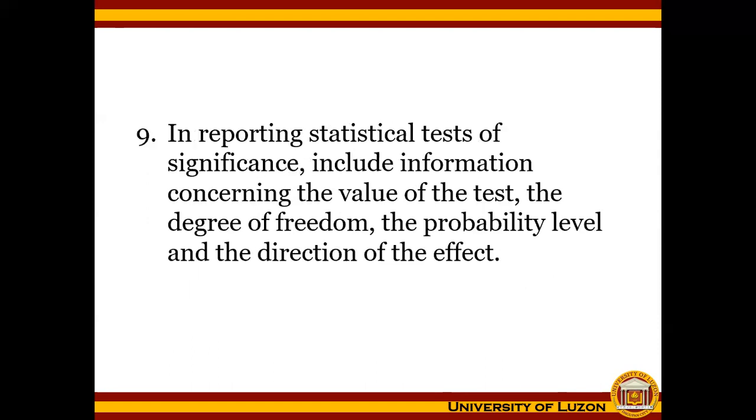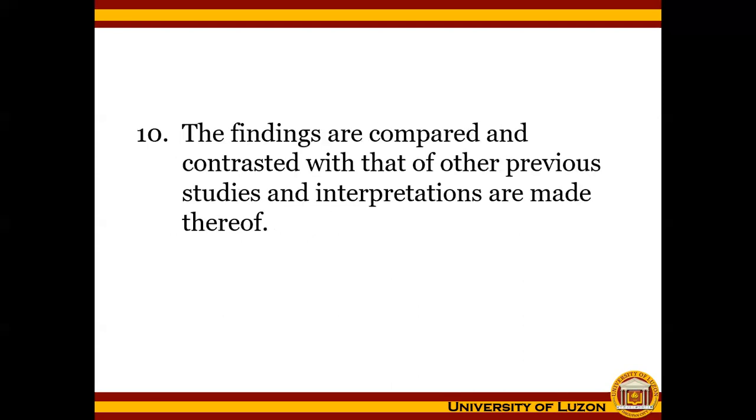In reporting statistical tests of significance, include information concerning the value of the test, the degree of freedom, the probability level, and the direction of the effect. So this is when we are now analyzing and interpreting results involving hypotheses. The findings are compared and contrasted with that of other previous studies, and interpretations are made thereof. So corroboration is done, or cross-referencing, right?